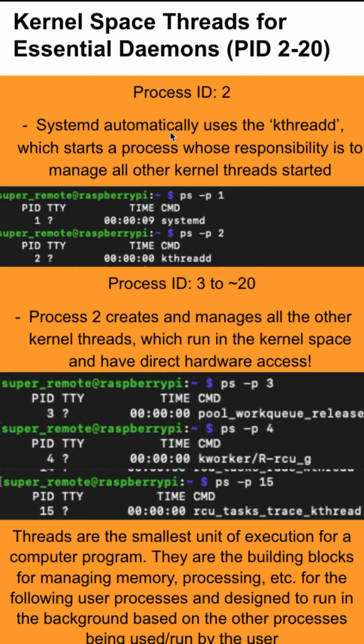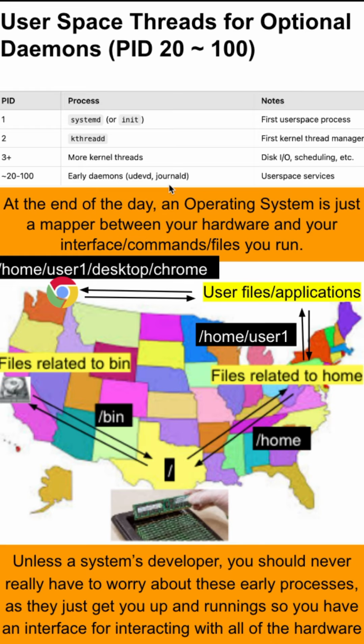Such as process 2 is actually creating your kernel threads, and it's responsible for managing the kernel threads that are created after process 2 and by other applications. And some of these threads may be included in your process 3 to 20, which would be threads for essential daemons or background services. And you have your other processes later on, which were, let's say, 20 through 100, which are still some of the earlier daemons, which are just background processes for your computer upon startup.